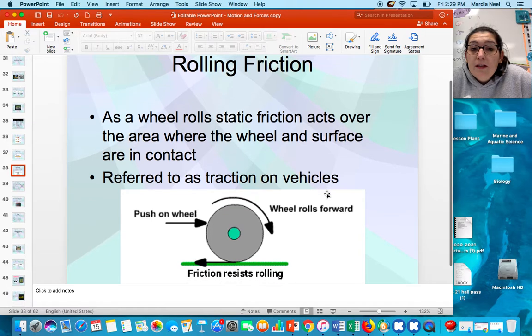Rolling friction. So as the wheel rolls, we get static friction, and it acts everywhere where the wheel and the surface are in contact. If you are interested in mechanics or car mechanics, you've probably heard this referred to as traction. So the friction resists the rolling. Now, once you get enough momentum, it takes over for itself, and we're going to talk about that tomorrow.